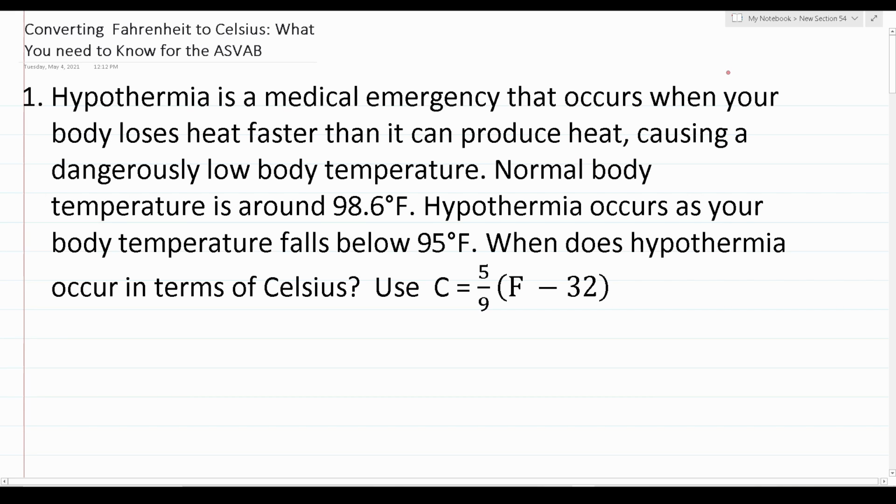In today's video, I'm going to be discussing how to convert Fahrenheit to Celsius, which is something you need to know how to do in order to be successful on the Armed Services Vocational Aptitude Battery, that is the ASVAB. More specifically, I'm going to work through 4 different practice problems.